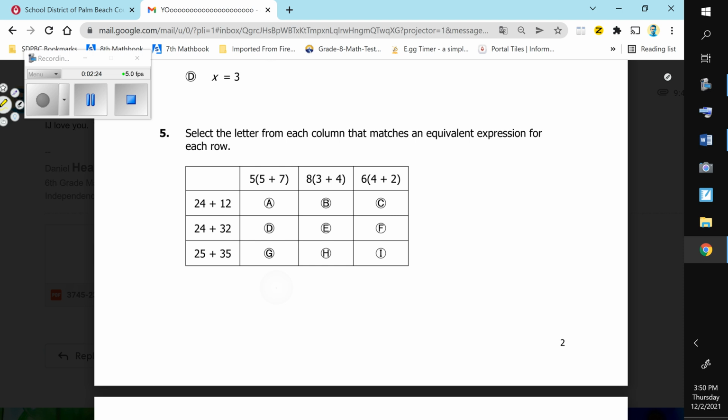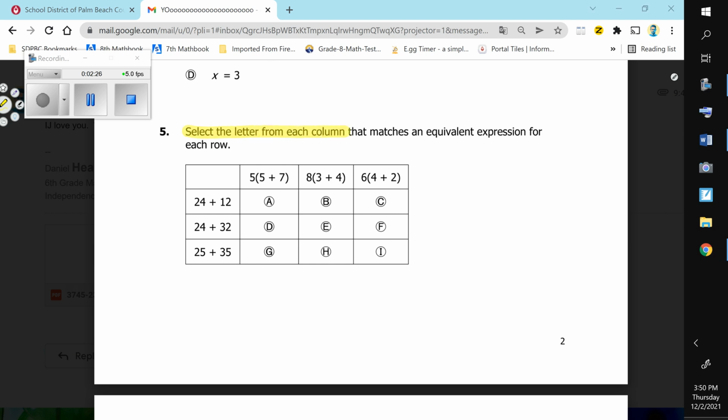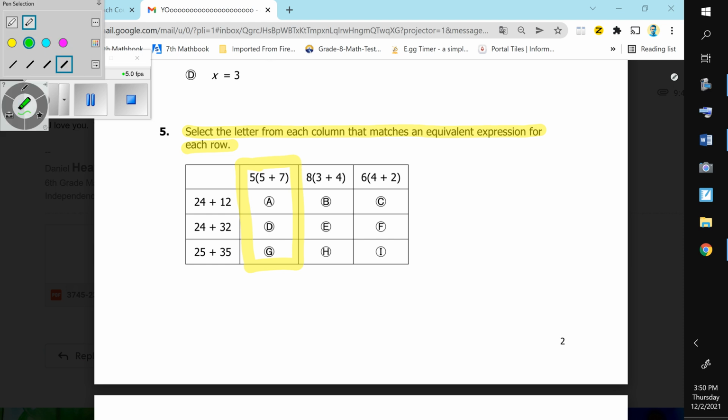Number 5. Select the letter from each column that matches an equivalent expression for each row. So this expression will equal A, D, or G. For this expression, you're going to put B, E, or H. And then for the last, this expression, you're going to put C, F, or I, depending on which one of these you think is the right expression.